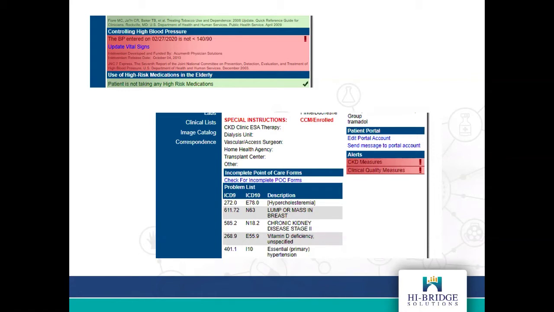So this is a good way to optimize your EHR. We should be taking advantage of all this stuff that is in the system to help us manage and identify these patients. Take advantage of these alerts and the tools that are in your EHR system.